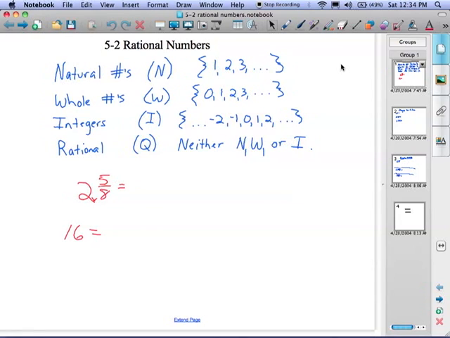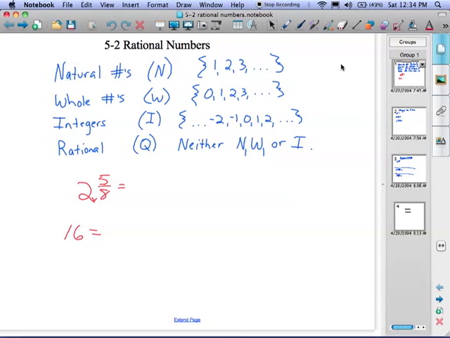5-2, rational numbers. The first part of this lesson is introducing you to a new type of number called the rational numbers. So we have sets of numbers that are on the board in blue, and we're simply going to name these types of numbers, and you've seen these before, or some of them.